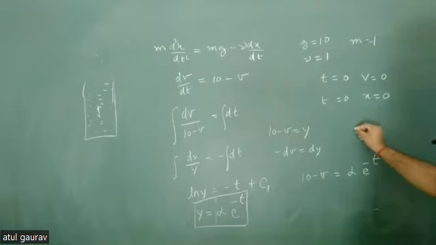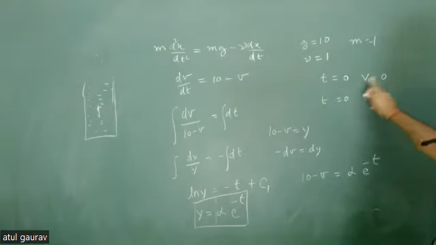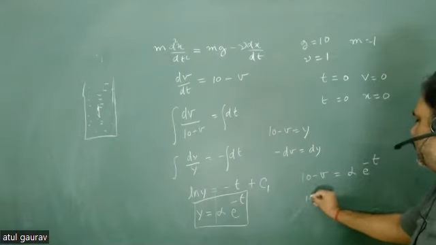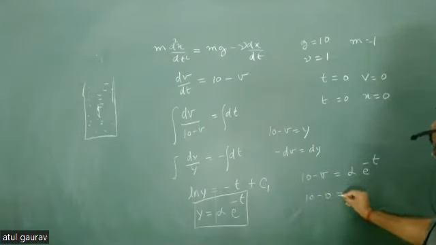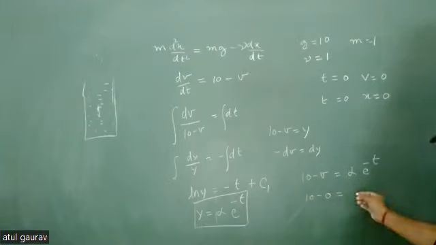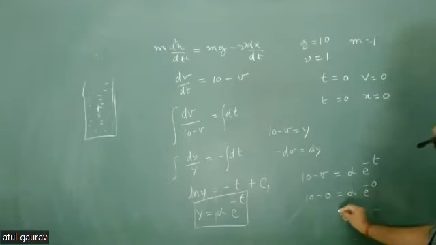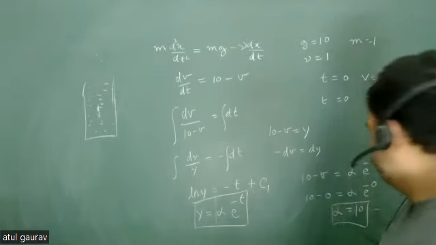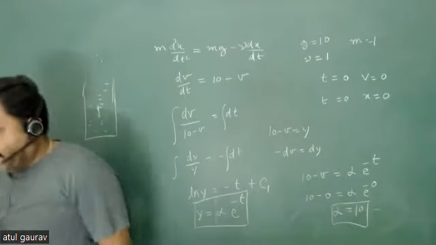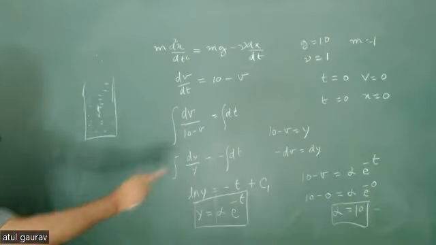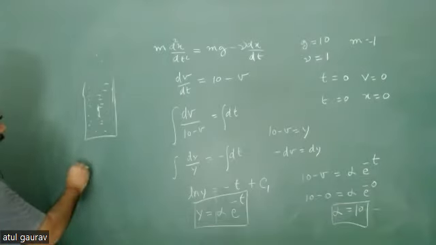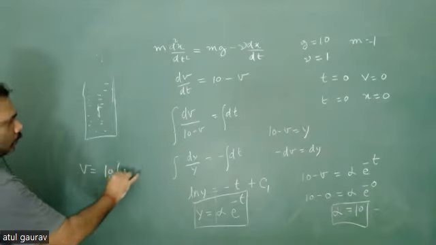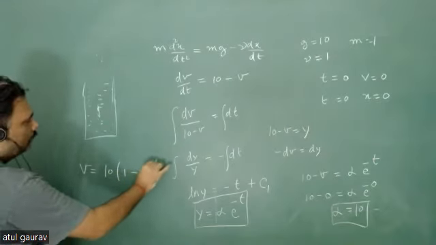So now put the initial condition. What is the initial condition? t is equal to 0, v is equal to 0. So 10 minus 0 is equal to alpha e to the power minus 0. We have to calculate the value of alpha. So alpha is equal to what? 10 unit. Alpha is equal to 10 unit. Okay. And now if alpha is equal to 10 unit, you can put the value, and what will be v? V is equal to 10 times (1 minus e to the power minus t).